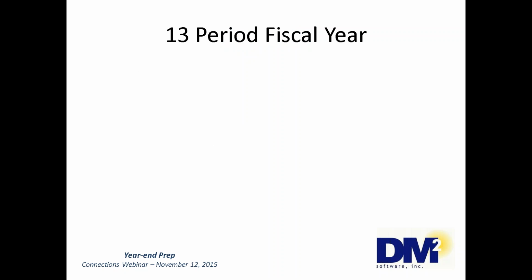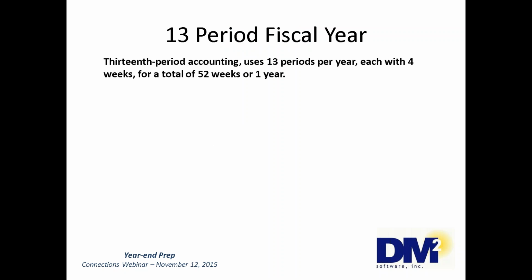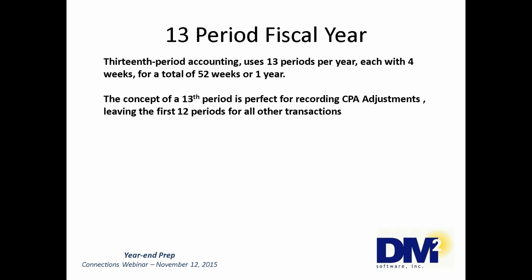So the first thing on that agenda was talking about a 13th period. So 13 period accounting, basically how that is, it's 13 periods per year, each with 4 weeks, for a total of 52 weeks in 1 year. The reason why some CPAs like to do a 13 period situation is because that's where they make their adjustments. All the other 12 periods, they are actual transactions, and then the 13th period are those year-end adjustments.